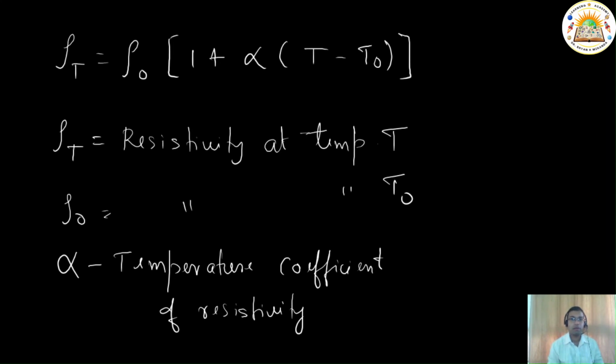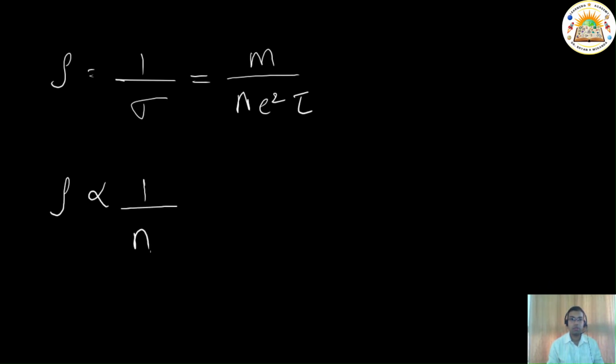Now we also have resistivity in terms of conductivity. That is rho is equal to 1 by sigma. Now this can also be written as m by n e square tau. So you can see that the resistivity is inversely proportional to the number of electrons that are there. m and e are constants. So if the collisions are timed perfectly, then tau we can also estimate to be a constant. So the resistivity varies inversely with the number of electrons which pass when a specific potential difference or voltage is applied.